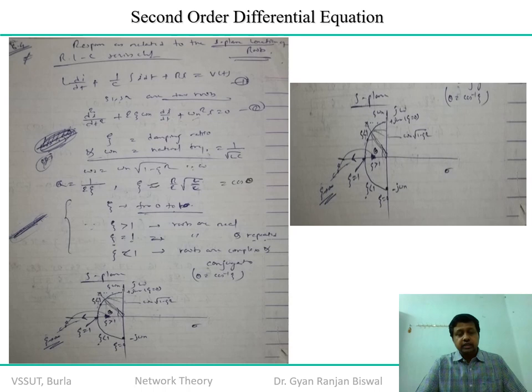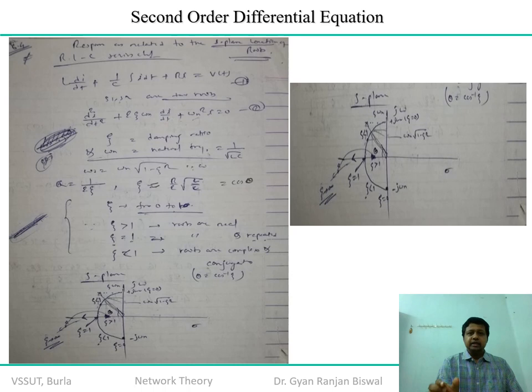Now, what do we get in the case of the underdamped system? The two roots are minus sigma plus-minus j omega. Here sigma is equal to zeta into omega n, the real component. And the magnitude is negative, so in the minus x axis, that is the minus sigma axis, you can find that the magnitude value is zeta into omega n.